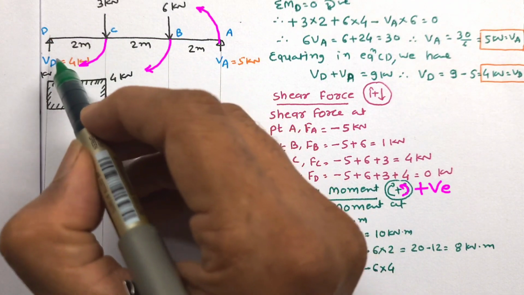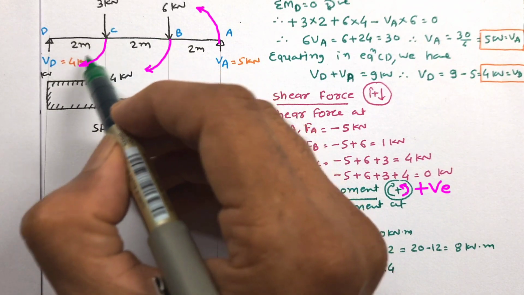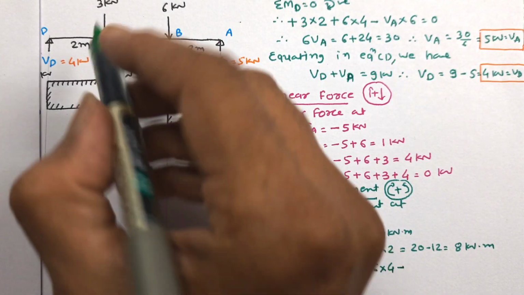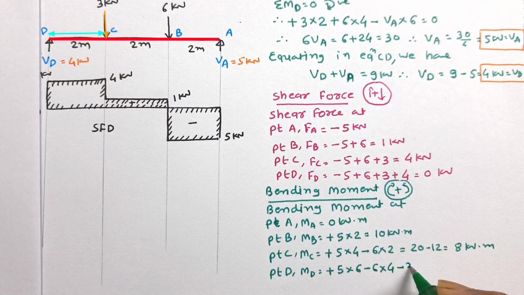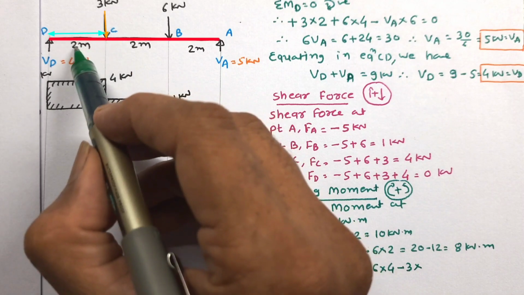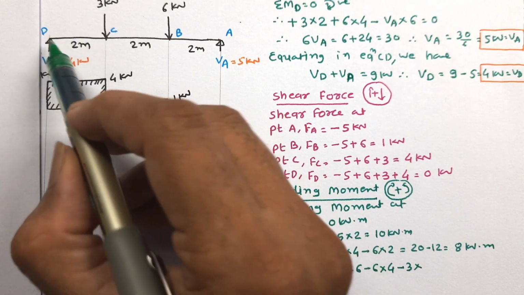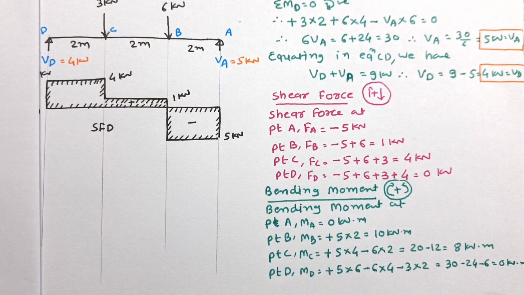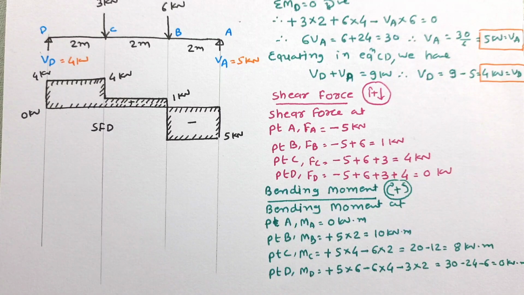Moment due to this force 3 is also in clockwise direction, so it will be negative. Magnitude is 3 and distance from C to D, that is 2 meter. So on simplifying it, we have got at point D moment is 0. So it is checked that our calculation and bending moment which we have worked out is correct.